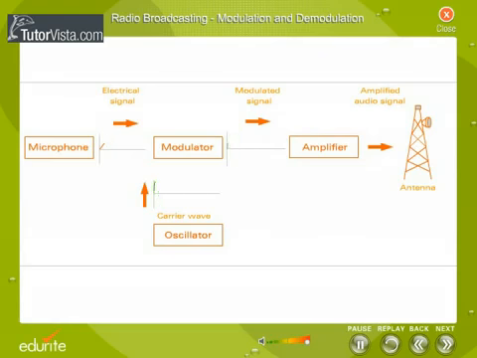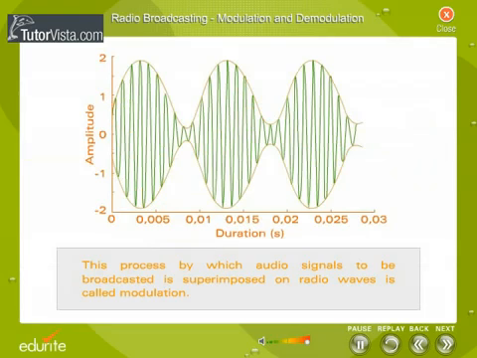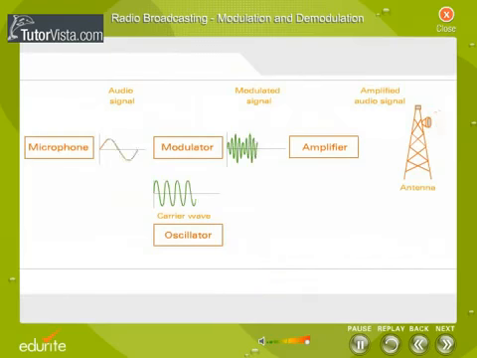These amplified signals are then superimposed on a wave that has been generated by an oscillator circuit in the transmitter. The radio waves which carry the audio signals are generally referred to as carrier waves. This process by which audio signals to be broadcasted is superimposed on radio waves is called modulation. The modulated wave is amplified and then radiated out into the space from the antenna in the form of electromagnetic waves.